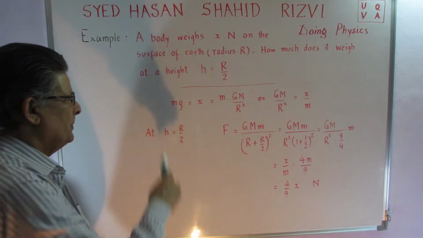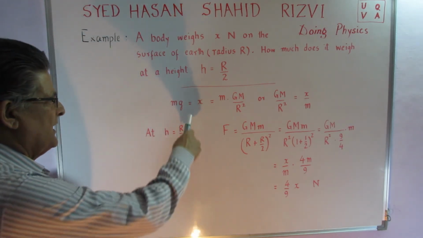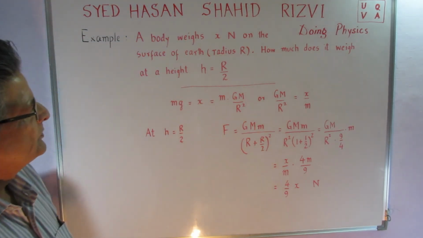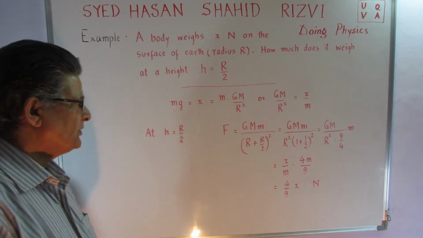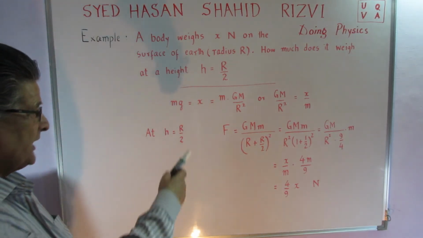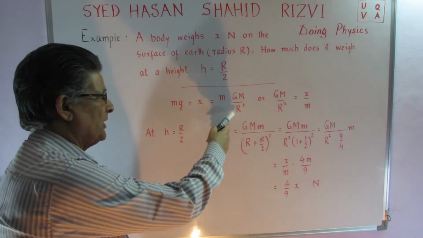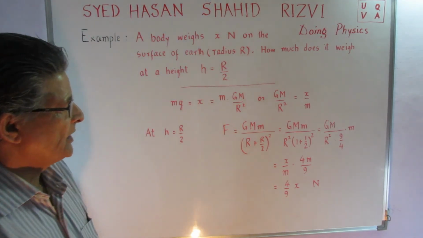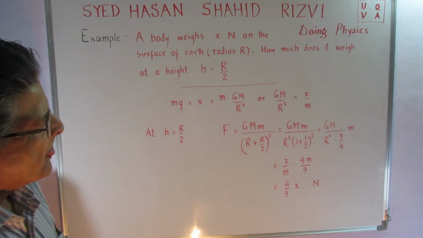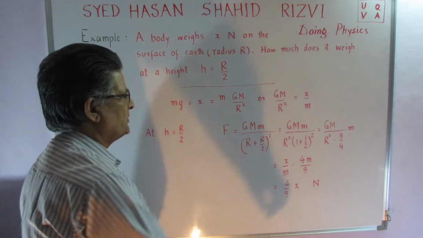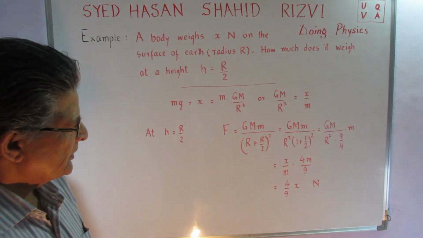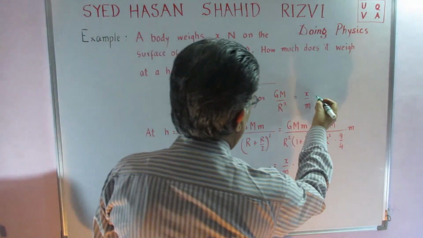So mg, which is the force, is equal to x. The weight is equal to x newtons. This I can write as small g into GM upon r square, where GM upon r square is the value of g. So I can write that GM upon r square is equal to x upon m. This is one result that we obtained, which we will use subsequently.